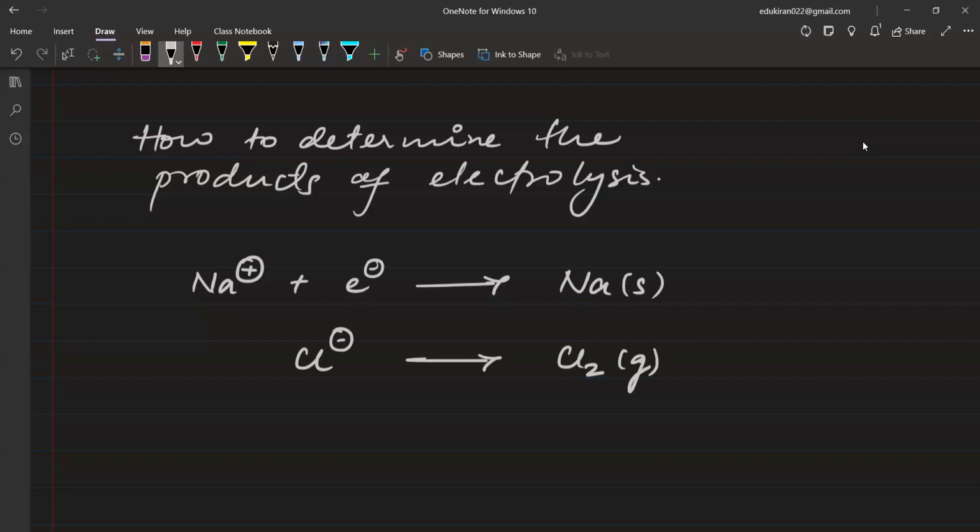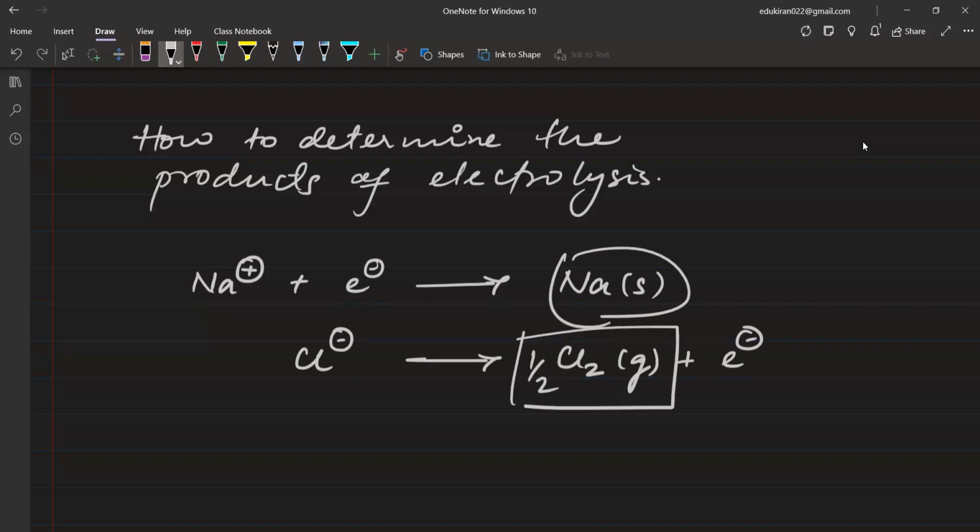क्लोरीन का elemental form क्या होगा? क्लोरीन गैस होगा. क्लोरीन गैस के साथ साथ इसको क्या मिलेगा? हाफ क्लोरीन गैस in order to balance it plus 1 इलेक्ट्रॉन. तो चार्ज भी बैलेंस है यहाँ पे, देख लीजिए सर आप, and यहाँ पे भी चार्ज बैलेंस है. So these are the products. एक में आपको सोडियम मिल जाएगा और दूसरे में आपको क्या मिल जाएगा? क्लोरीन गैस मिल जाएगा. ठीक है.